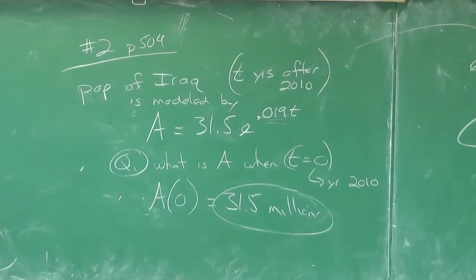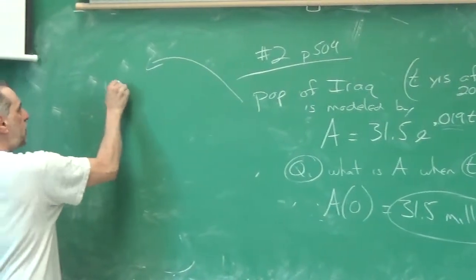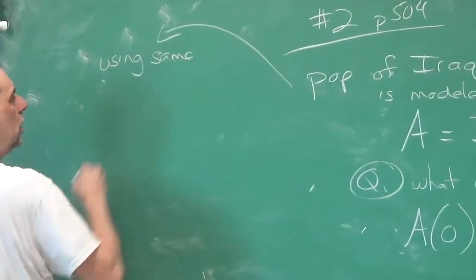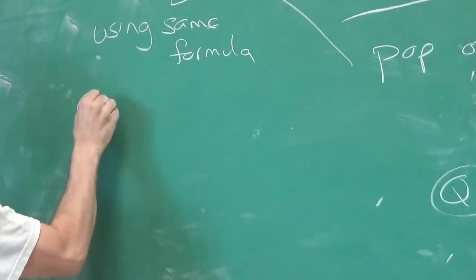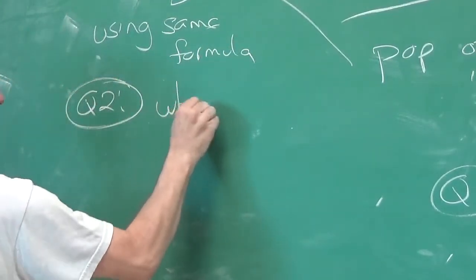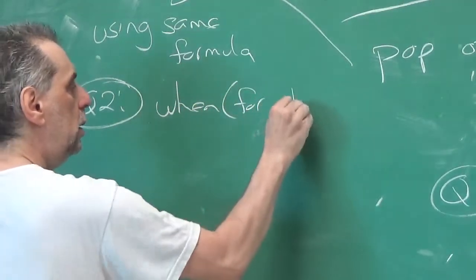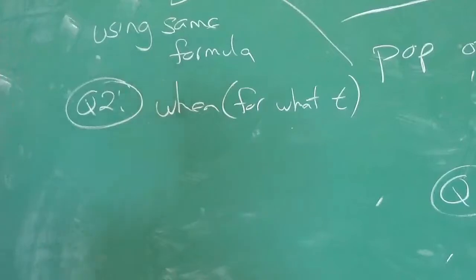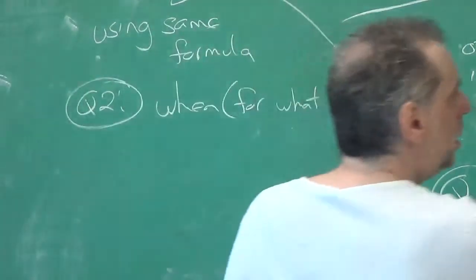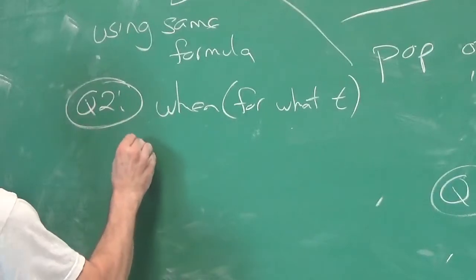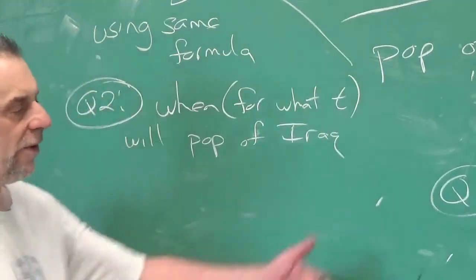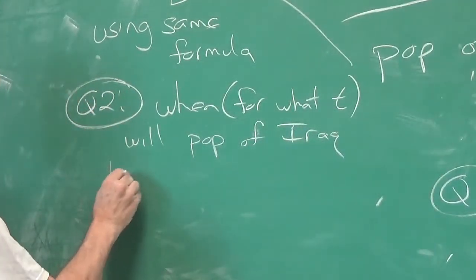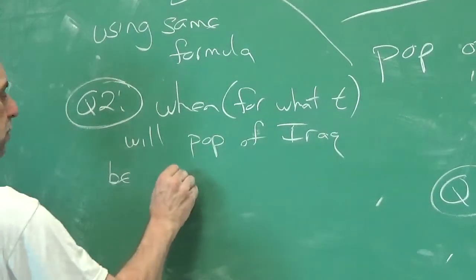So if we wanted to answer when is the population, using this same formula, and this is not a question in the book, I'm just making this up. So using the same formula, let's say the question is when, and again, when is for what t, which is going to give you the year, because t is years after 2010. So for what t will the population of Iraq, given that it follows this model, be, oh, I don't know, let's say 40 million?